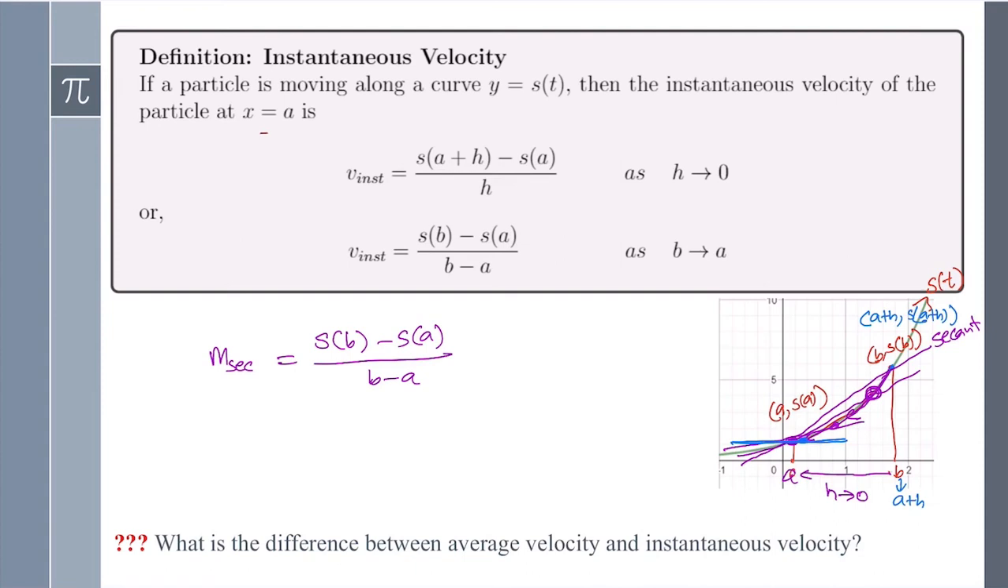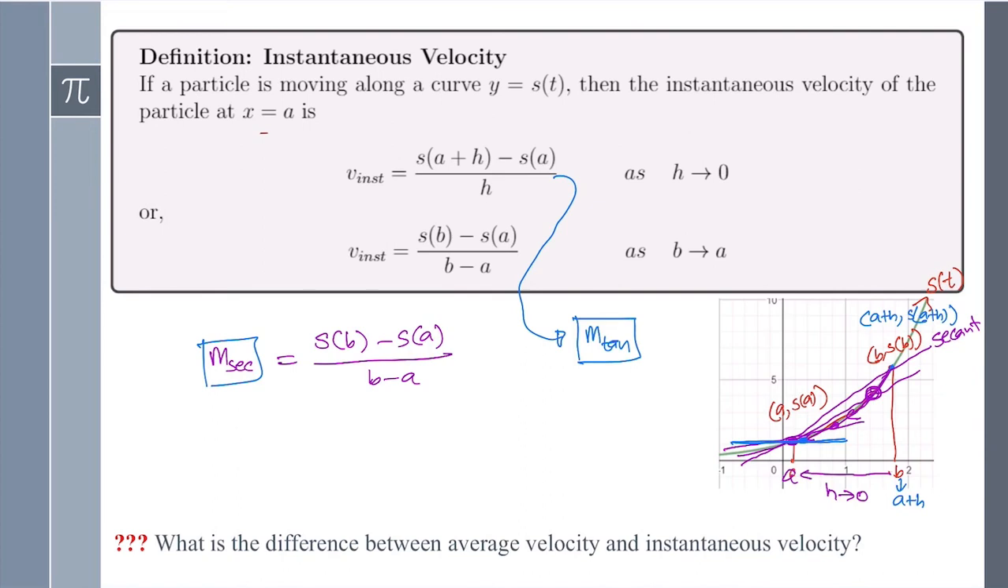Or in other words, this instantaneous velocity is almost like the slope of the tangent line. So from here we can say the average velocity gives us the slope of the secant line, but the instantaneous velocity gives us the slope of the tangent line. So that's the idea that we're building up here.